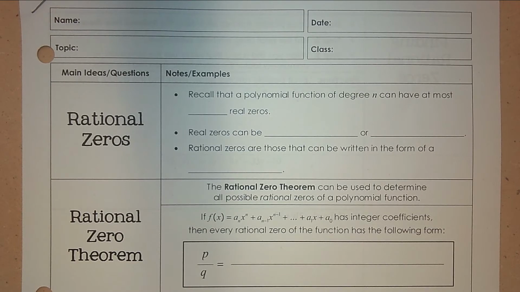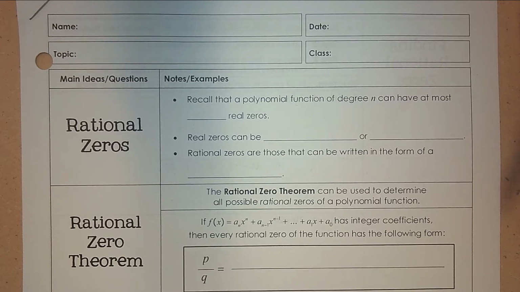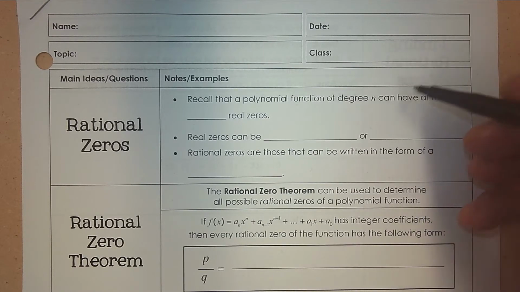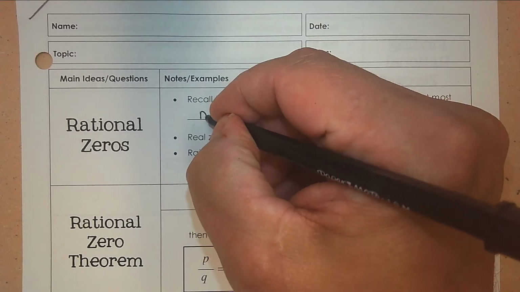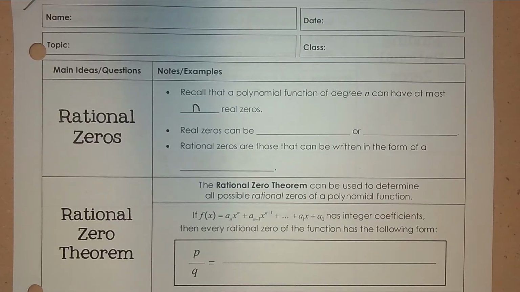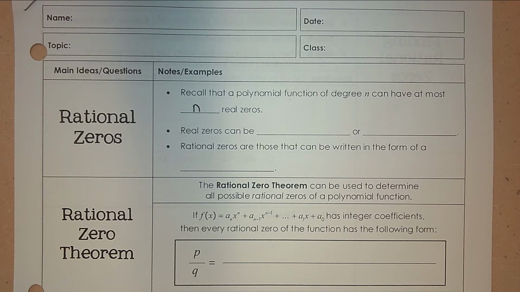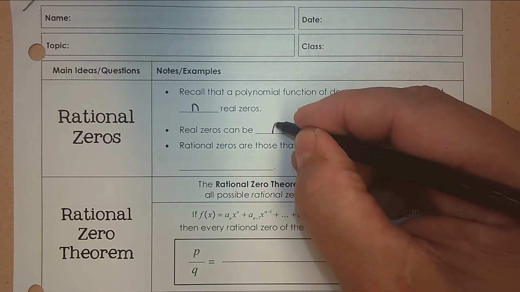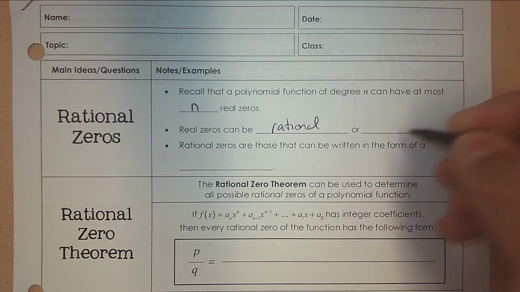All right, this is a lesson to do with the rational zero theorem. So let's do some vocab and some introductory work, and then we'll practice it. So recall that a polynomial function of degree n can only have at most n real zeros. That means your real zeros can't be more than the degree. Now, real zeros can be rational or irrational.